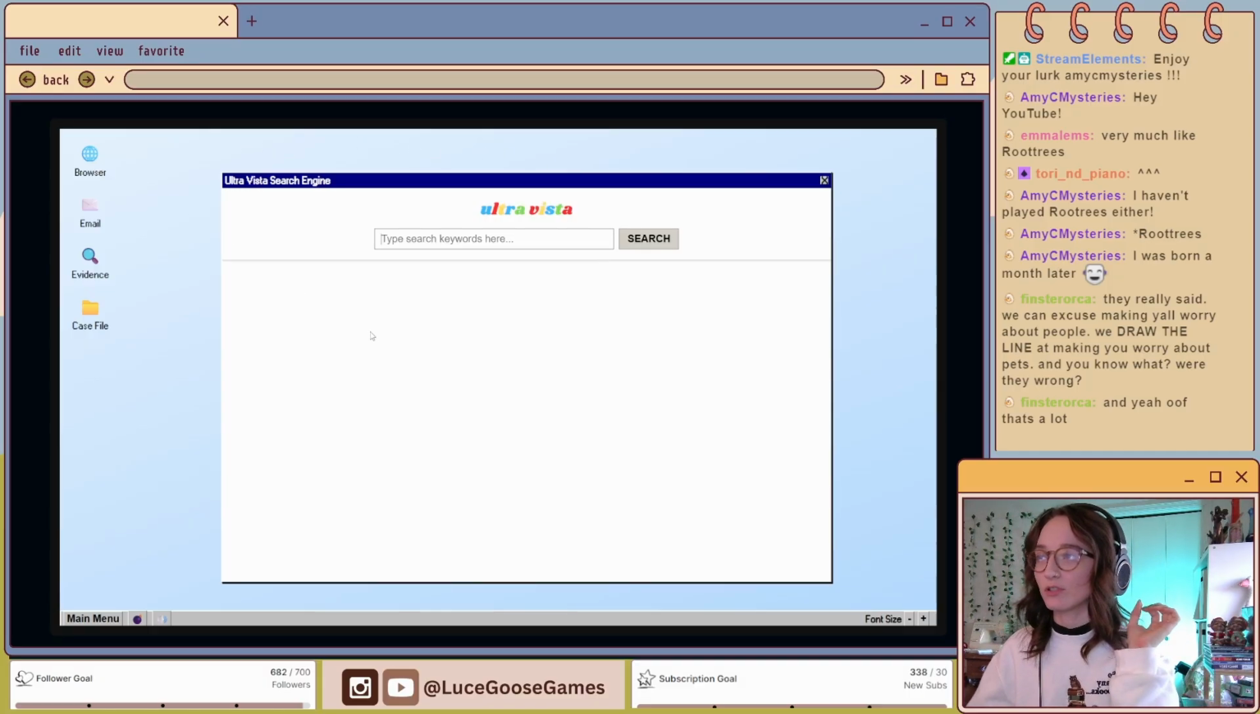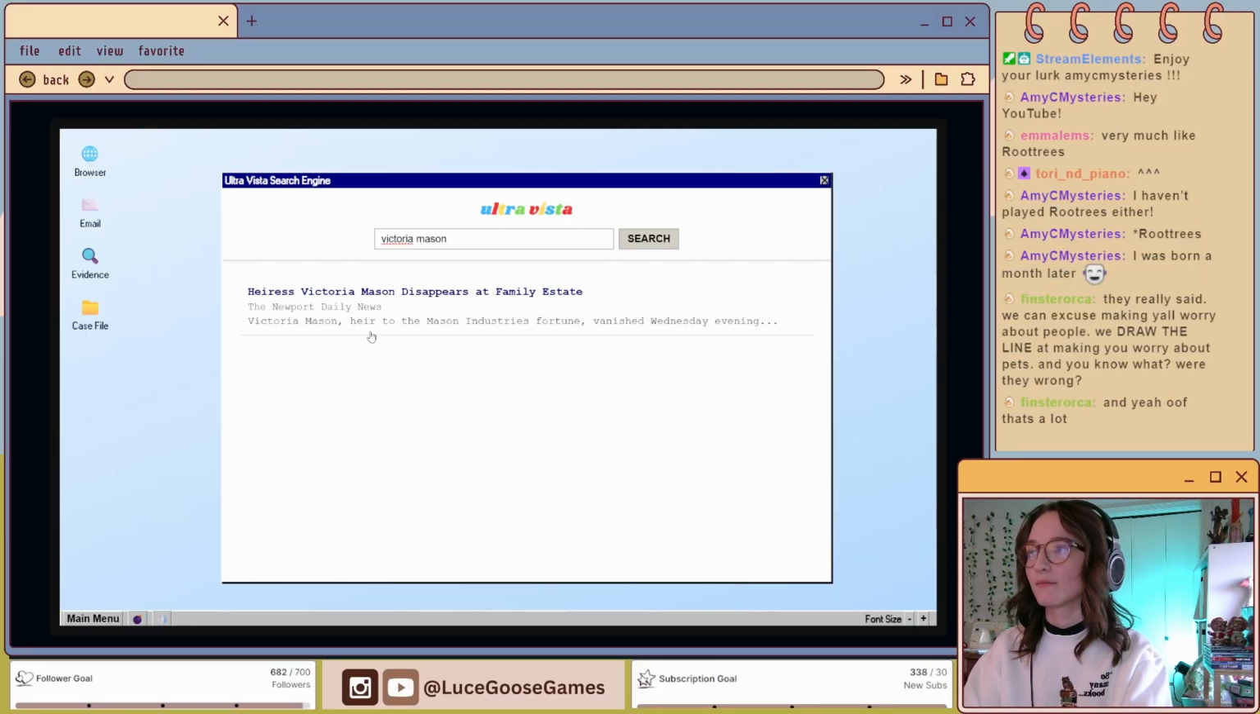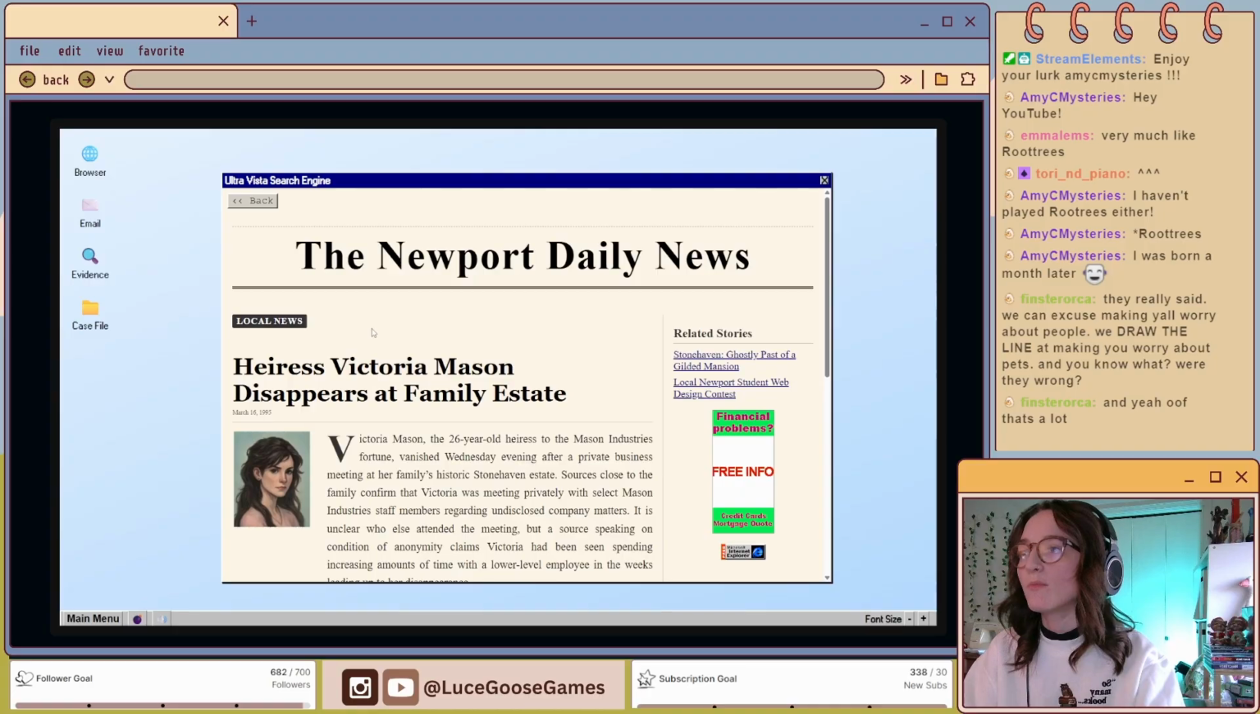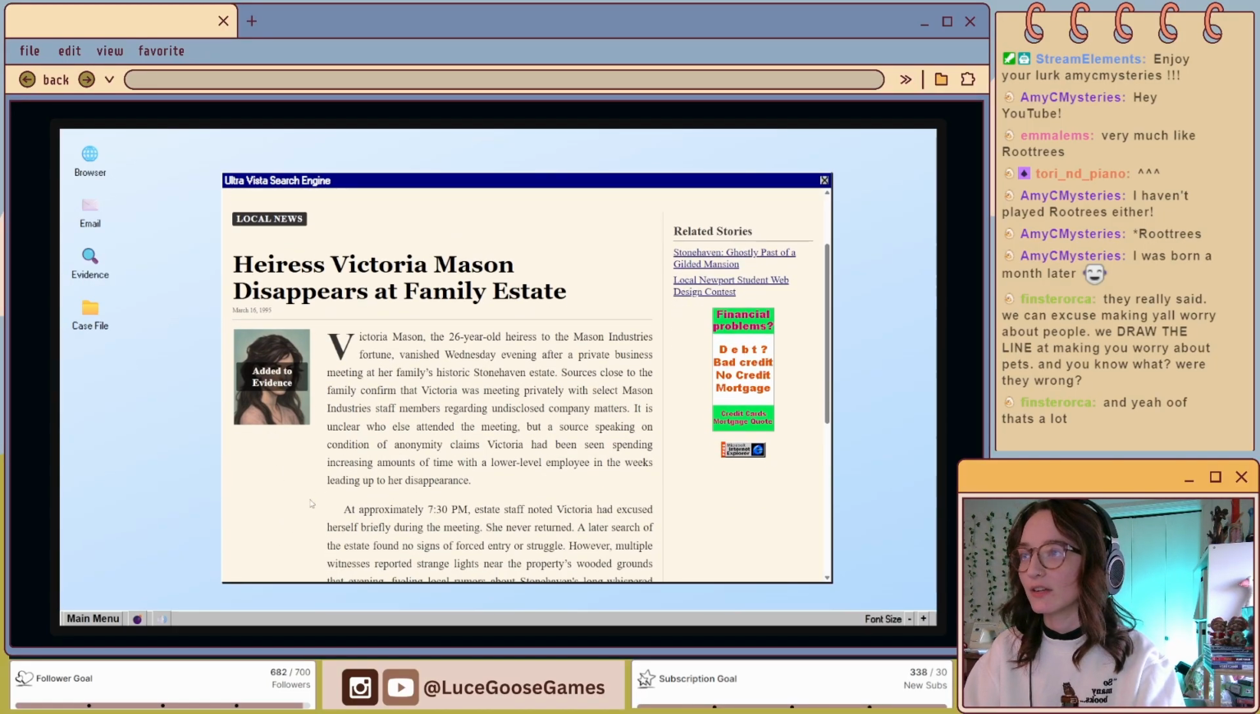But we can be searching. We can be searching Ultra Vista. Victoria Mason. From the Newport Daily News. Oh, she's cute. Add to evidence.